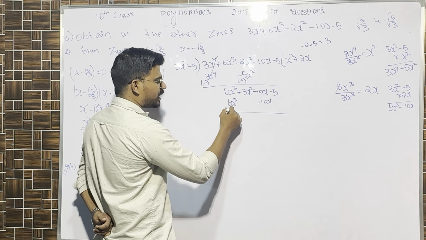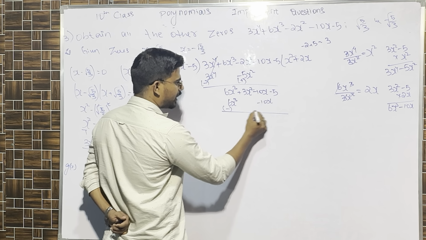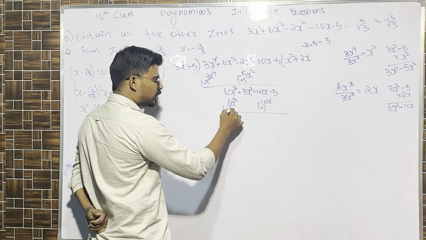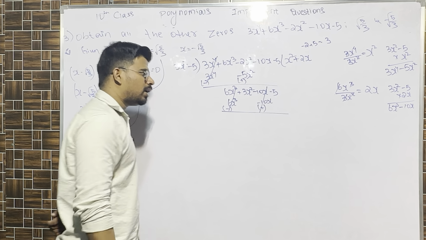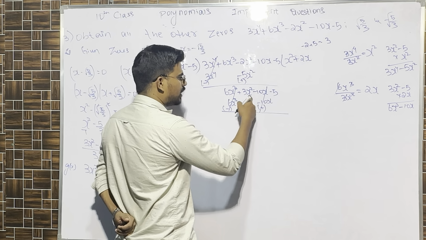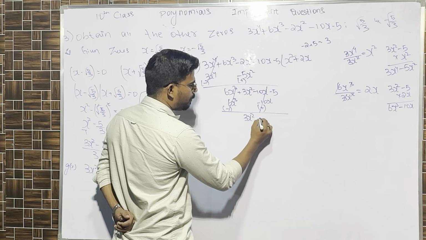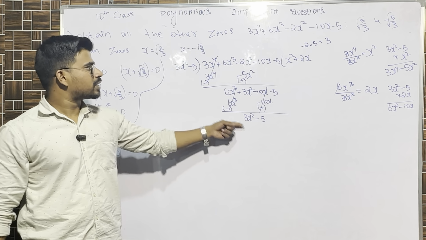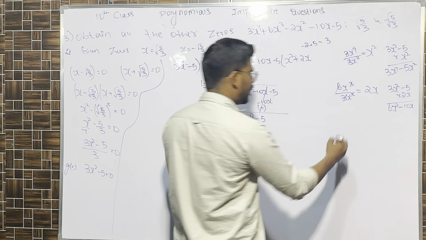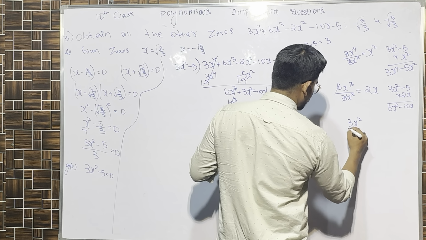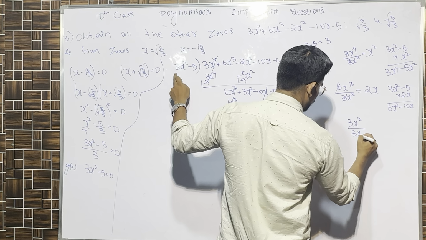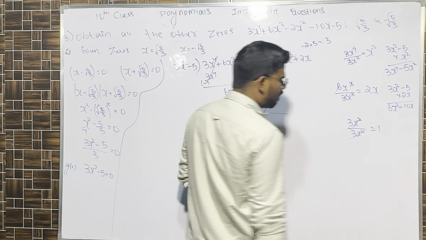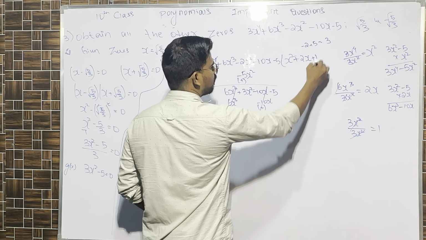This plus 6x cube and plus 6x cube won't be cancelled. Write it minus, this minus will become plus. These two will be cancelled. These two will also be cancelled. Minus 10x plus 10x. Here I have 3x square minus 5. Again the same: first term from here, first term from here, 3x square divided by 3x square is 1. So it is plus 1.